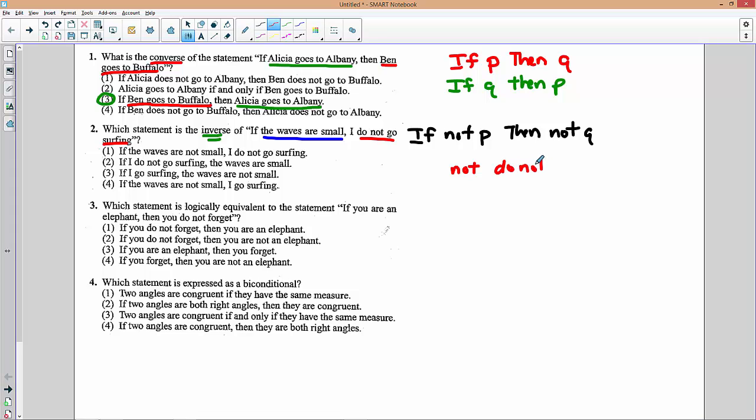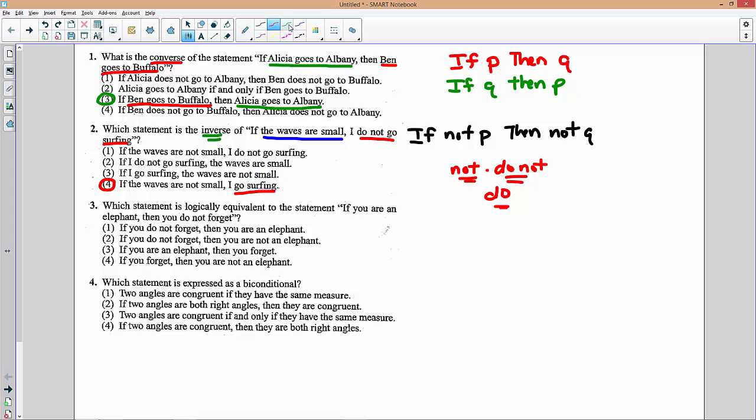So if you not a do not, that's the same thing as a do. So we're looking for if the waves are not small, then I do go surfing, okay? And that's going to be number 4. Well, there's no word do here. Go surfing is the opposite of do not go surfing, right? So not, do not makes it a go.